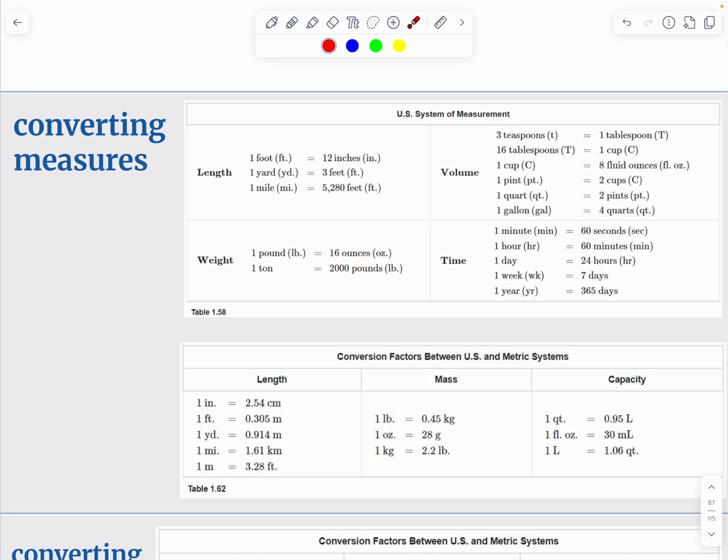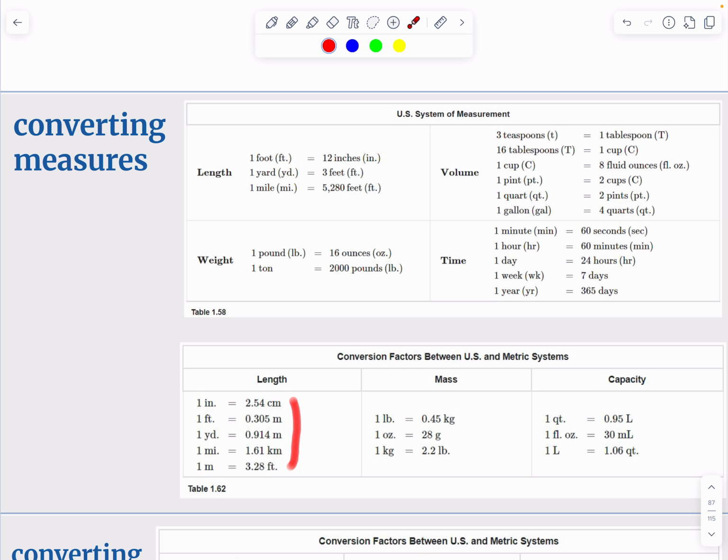This shows us the relationship between different measurements of length, so inches and feet and yards and miles, different measures of weight, ounces and pounds and tons, and a lot of different volume measurements, which you're probably familiar with if you do a lot of cooking. And then also units of time, which we're not going to do a whole lot of work with at this point. Also here we have conversions between the US system measurements and metric system measurements.